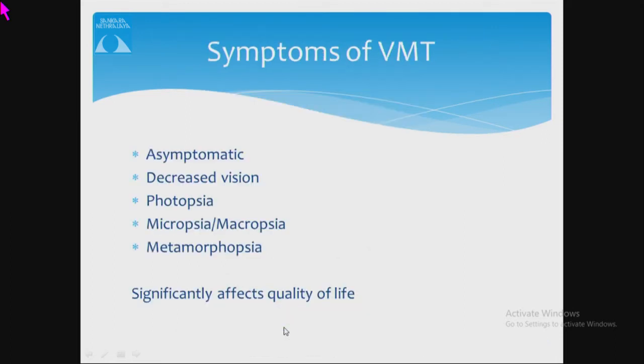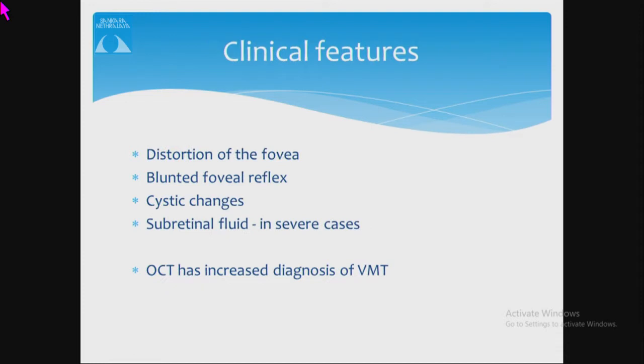Regarding symptoms, the patient can either be asymptomatic or can present with decreased vision, photopsias, micropsias, macropsias, and metamorphopsia. These symptoms can significantly affect the quality of life of the patient. As for the clinical features, the fovea can have a distorted appearance, a blunted foveal reflex is present, some cystic changes can be seen at the fovea, or in severe cases, subretinal fluid is also present, causing foveal retinal detachment.